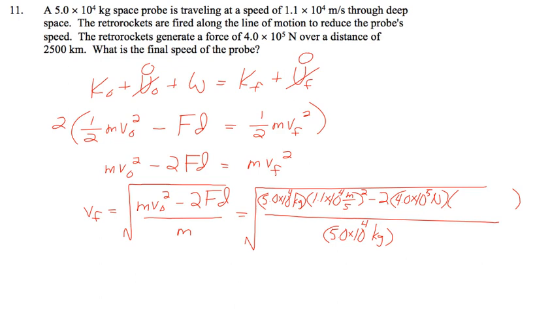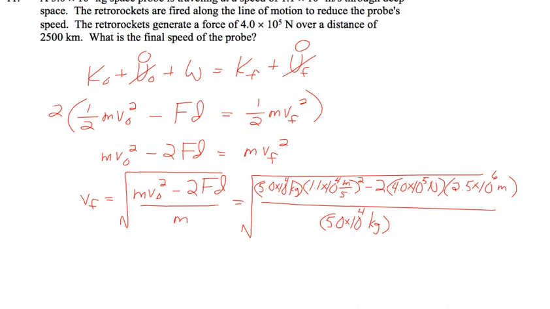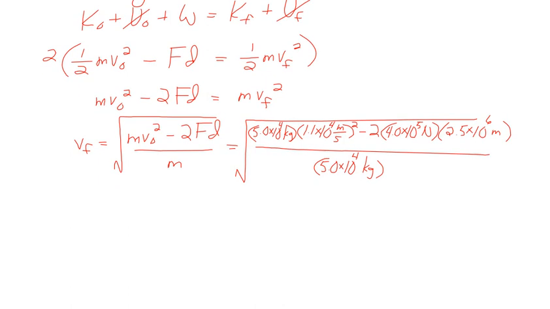And the d, 2,500 kilometers, needs to be in what unit? Can't leave it in kilometers, right? I have to have that in meters. So 2,500 kilometers is the same thing as 2,500,000 meters because there's 1,000 meters in a kilometer. So that number is going to be 2.5, instead of times 10 to the 3 for kilometers, times 10 to the 6th for meters. And if you solve that, that's going to give you the answer.